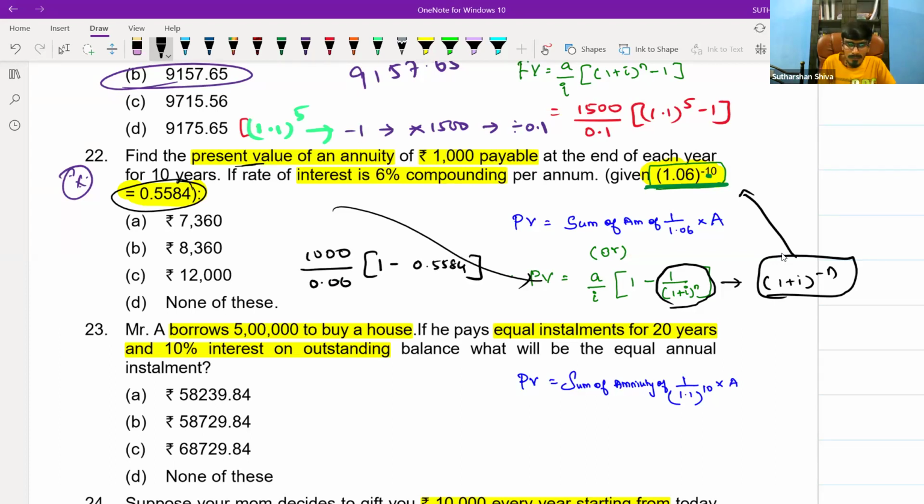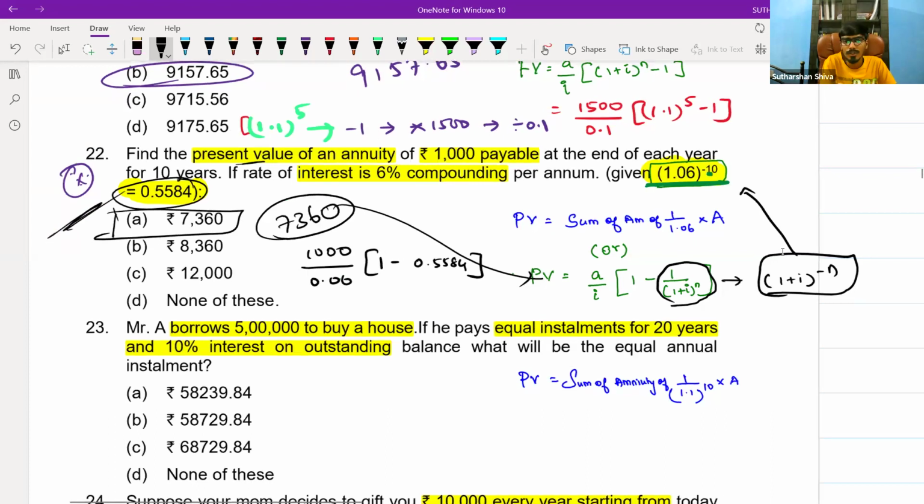0.5584. So what I will do? 1 minus 0.5584 into 1,000 divided by 0.06. If I do, I will get exactly 730. But be careful in this question. It is another important question to be noted.